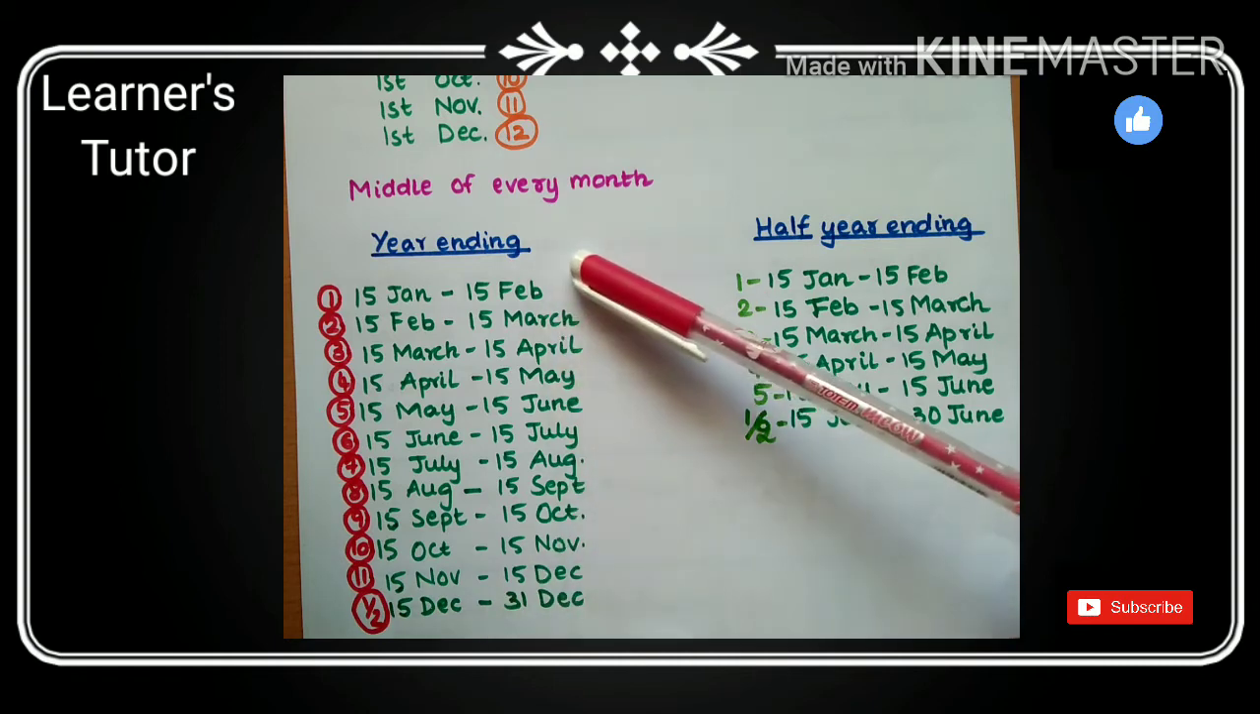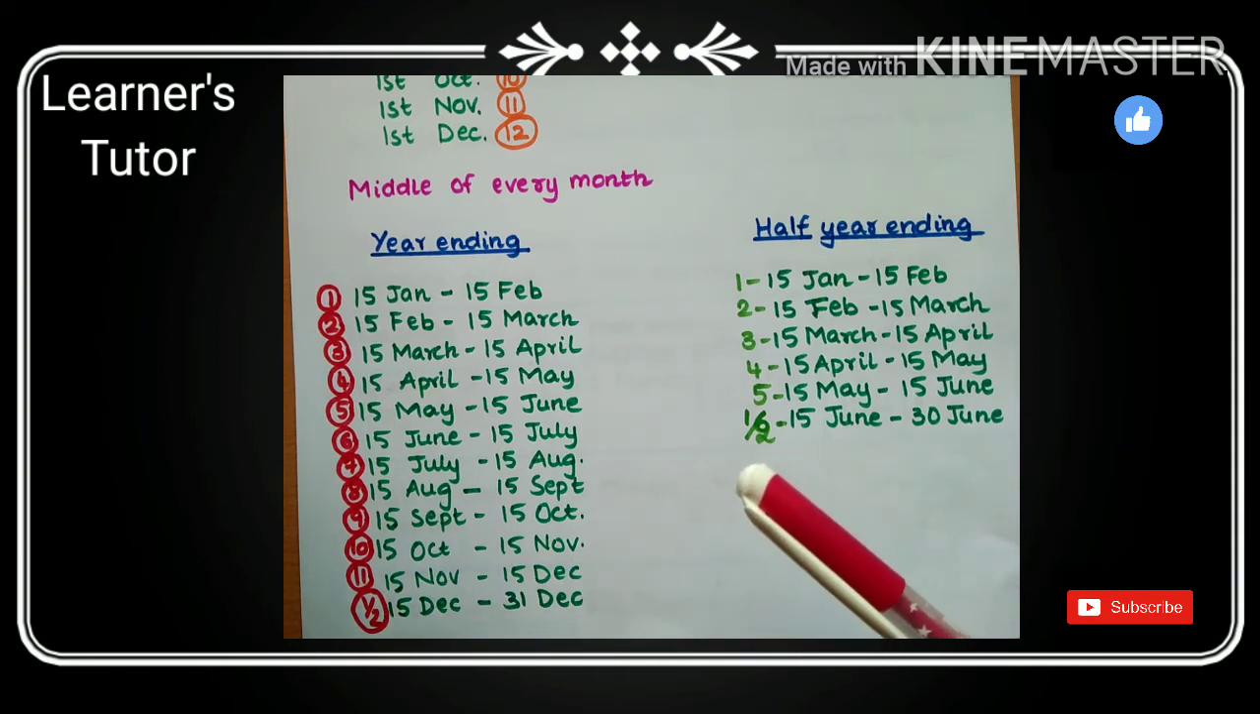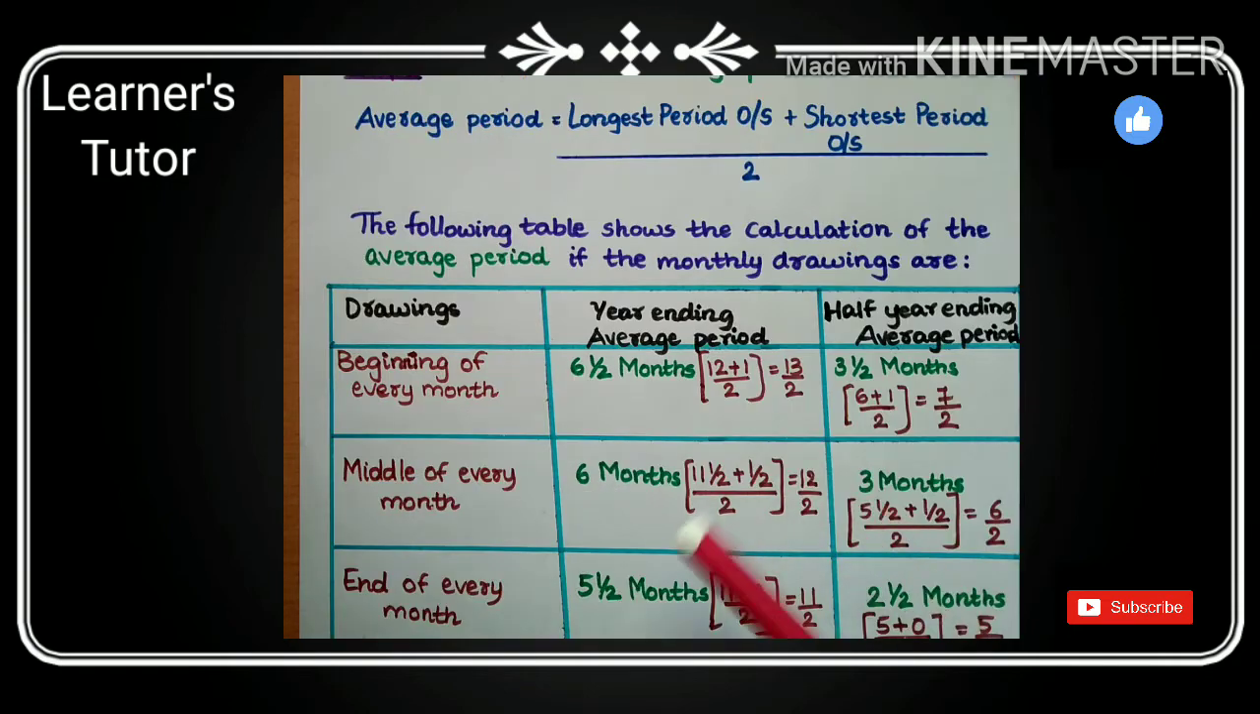Now, we would get longest as 11.5 months. In case of shortest, it is only half, that is 15th December to 31st December. That is 15 days, half of 1 month. So half is shortest, longest is 11.5. So 11.5 plus half divided by 2 will give you 12 by 2. That is 6 months.